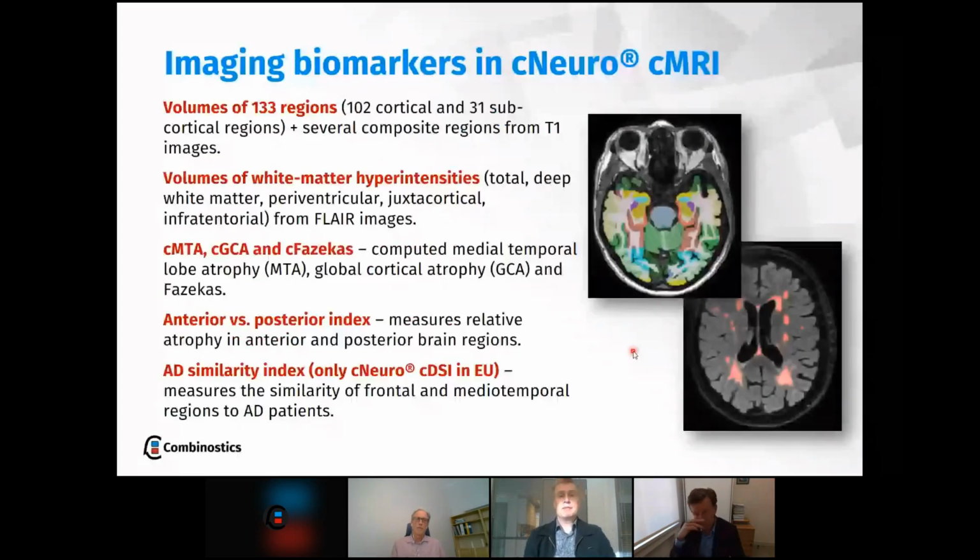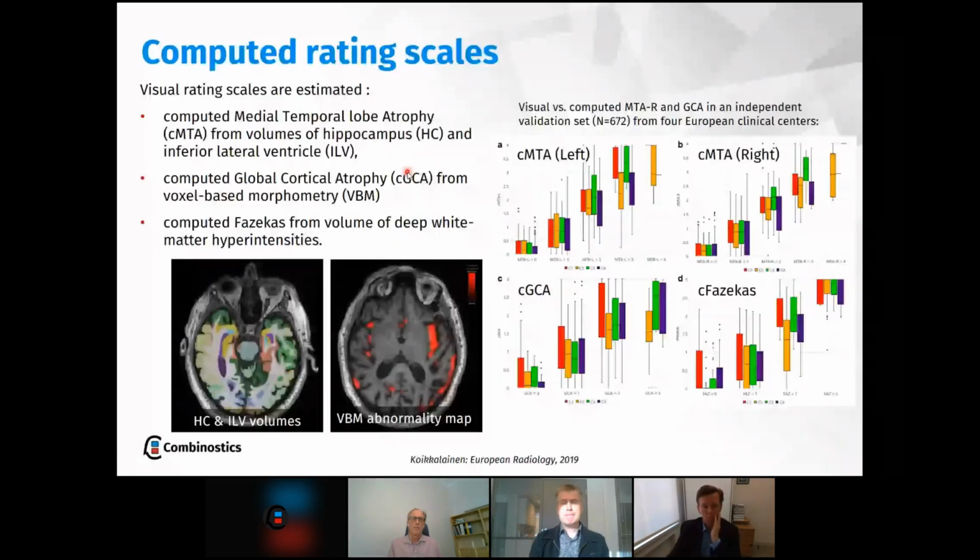Okay, now when we have a segmentation, we can quantify many things. Typically people quantify volumes, but you can also quantify other things like shapes, angles or textures in the image. As we heard, in dementia you have different patterns of atrophy, so you can develop methods for detecting those atrophy patterns, or even a method which directly estimates the possible diagnostic group for the patient, like whether it looks like an Alzheimer case or an FTD case. Here we see a list of the imaging biomarkers calculated by our Combinostics cMRI tool: volumes, but also some specific imaging biomarkers. Let's take a couple of examples of those. Next slide, please.